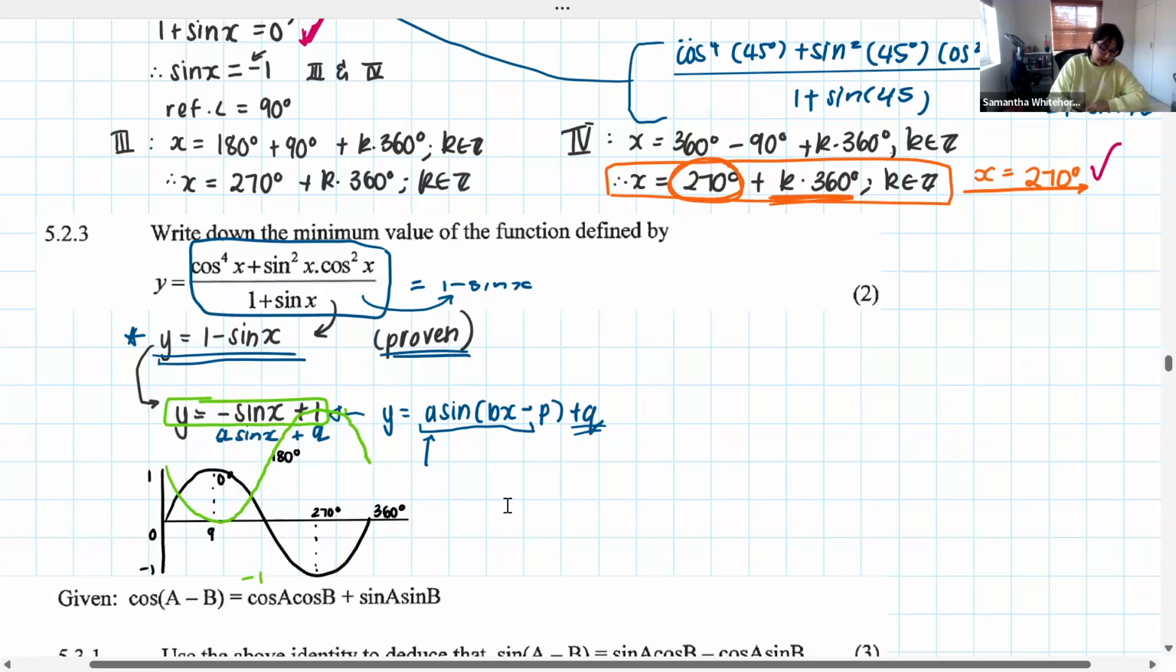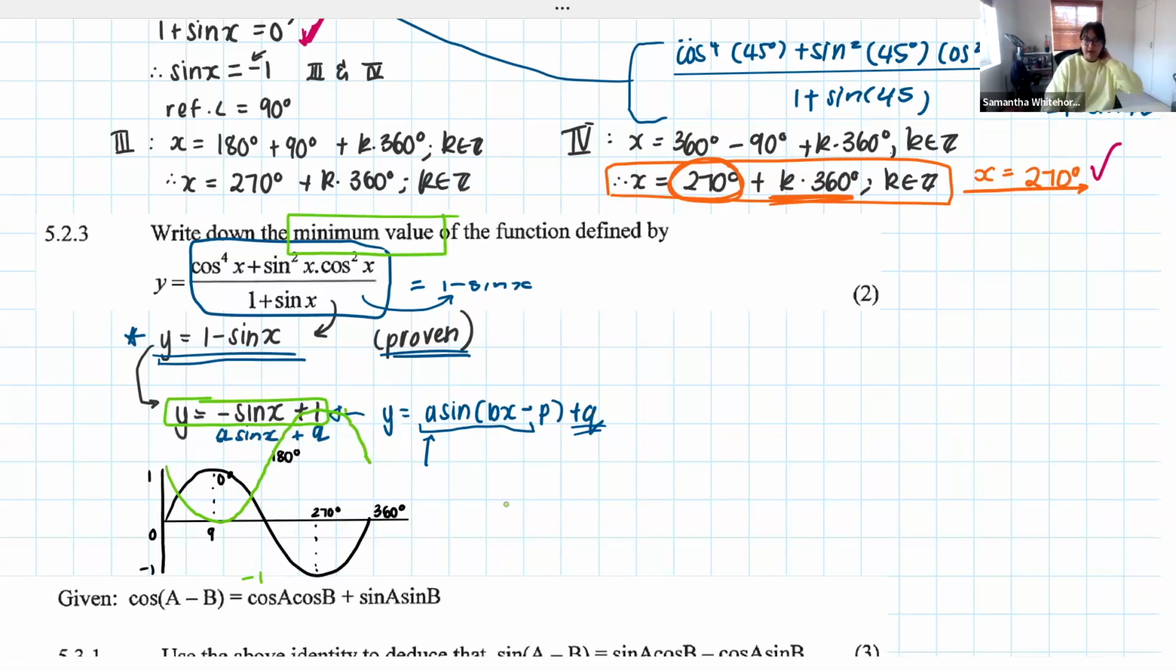And the question said, write down the minimum value. Well, my minimum value is 0, because I shifted from -1 up to my x-axis. So the minimum value of my function here is 0.